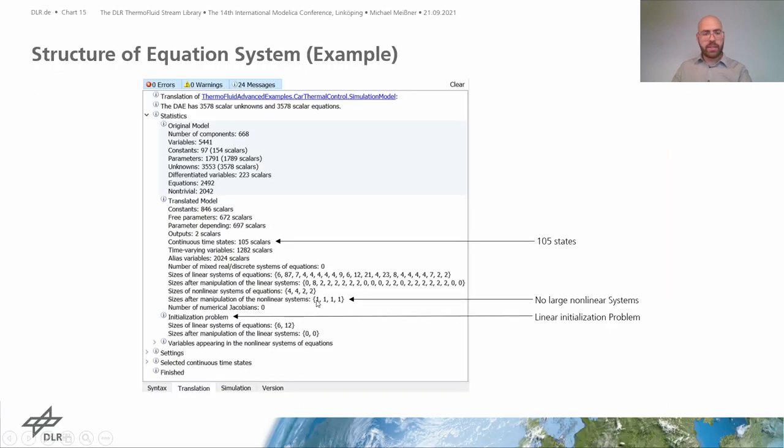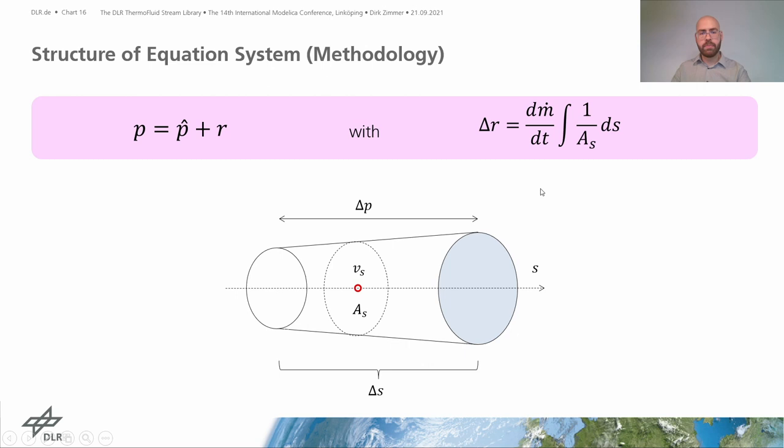If we finally look at the statistics of the model, we can see we have 105 states. We have no large nonlinear systems, and we have a purely linear initialization problem in this case. This is due to our approach of modeling, of building the library, which Dirk will now explain to you.